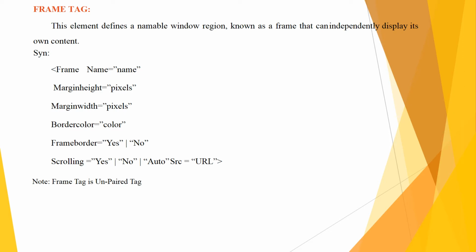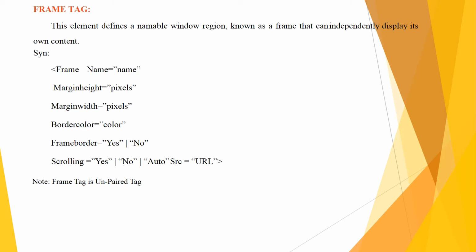Next one is the frame tag. This element defines a nameable window region known as a frame that can independently display its own content. Simply, a frame means a portion of the browser window, a section of the browser window.